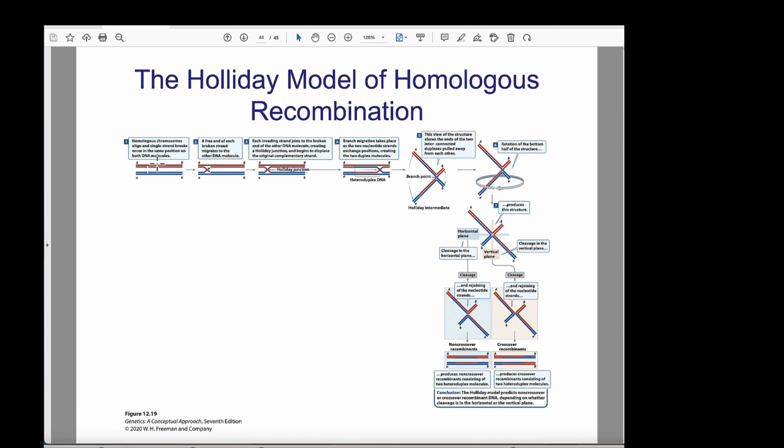Here are homologous chromosomes that align, and the single strand break occurs at the same position. You have the free end of each of the broken strands that migrate to the other DNA right here. As they do that, they invade the strands that join together, and they invade each other. The opposing strands form this Holliday junction, and once that forms, it begins to displace the original complementary strand.